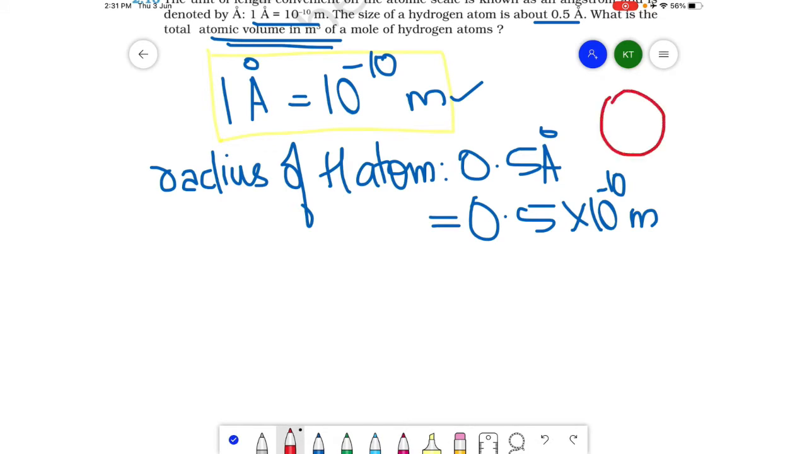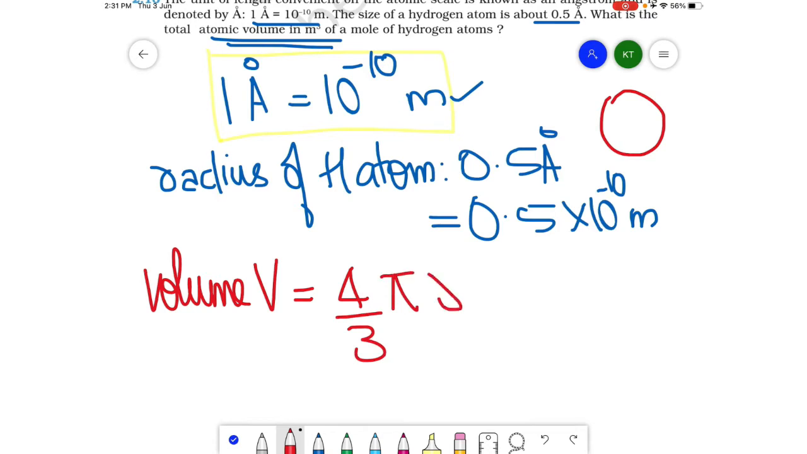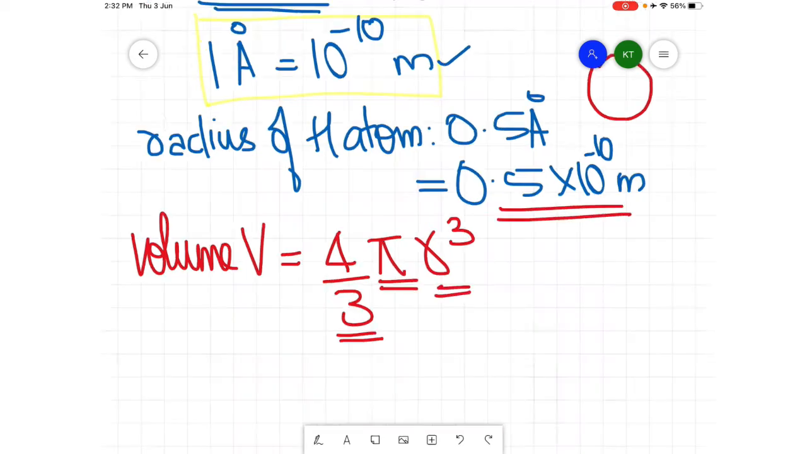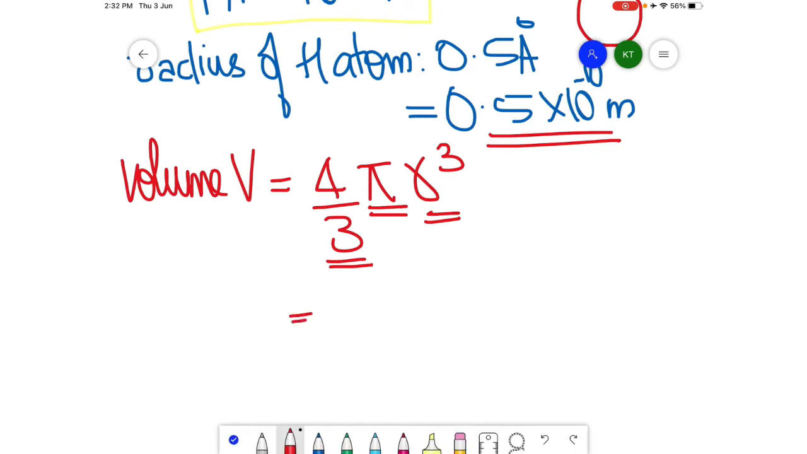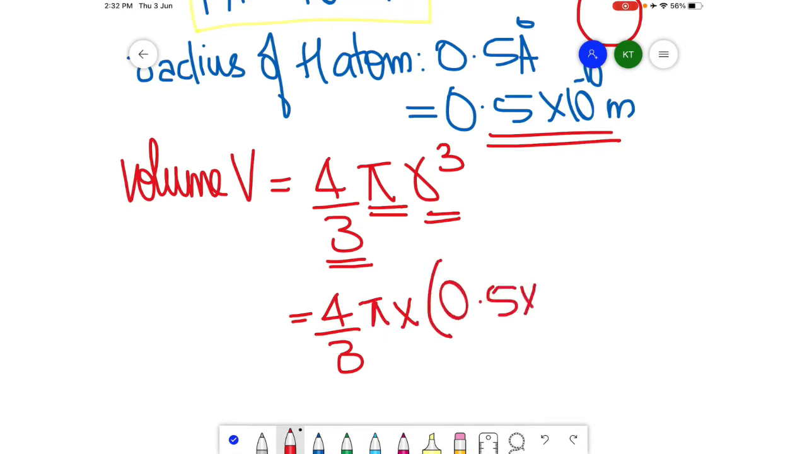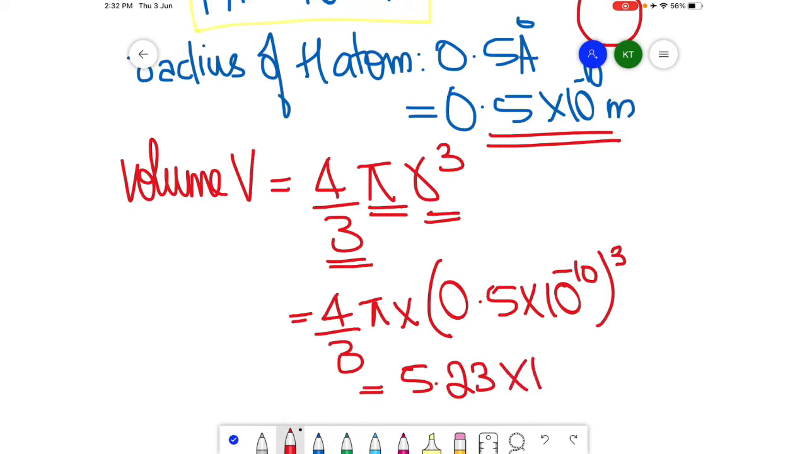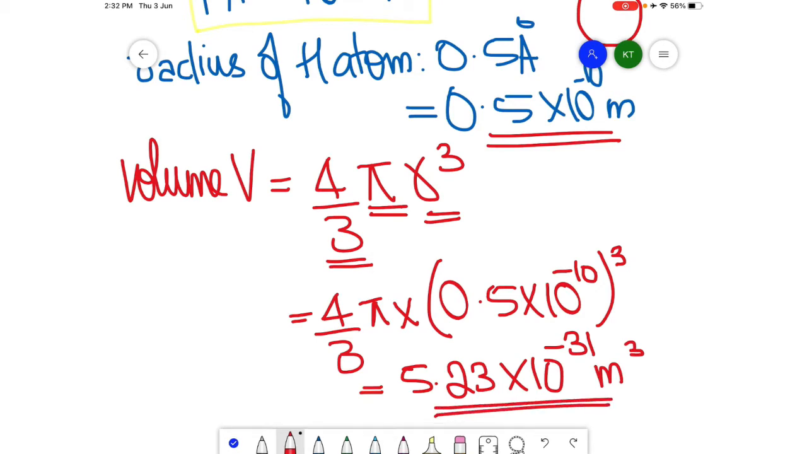We know that hydrogen atoms are in the form of a sphere. And what is the volume of a sphere? Volume of a sphere V will be equal to 4 by 3 pi r cube. Pi is a constant, we know its value is 3.14. R is what we have calculated. So the value would be 4 by 3 pi into r cube, that is 0.5 into 10 power minus 10 the whole cube. This will give us the answer 5.23 into 10 power minus 31 meter cube.